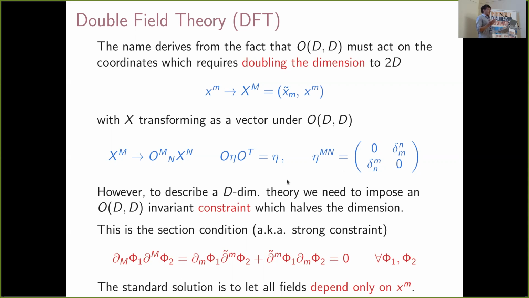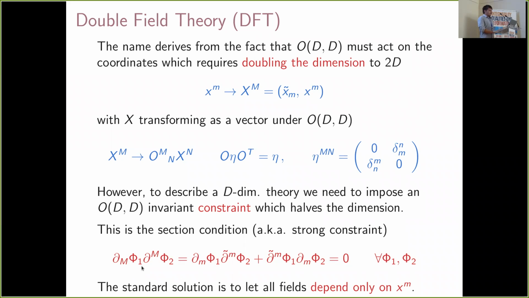But we don't want to describe a 20-dimensional theory. We want to describe the original 10-dimensional theory. And the way to do that is to impose an O(10,10) invariant constraint, which halves the dimension. And the constraint that's typically used is what's called a section condition, or sometimes also called a strong constraint.